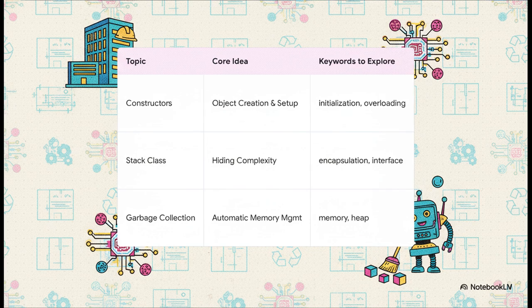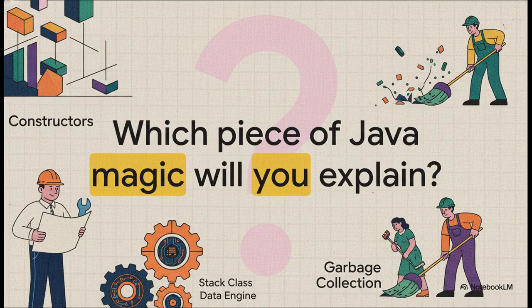If you love the idea of being that architect who blueprints and sets up new objects, then constructors is your topic. If you're more fascinated by the data engine concept, hiding complexity and building powerful tools, then the stack class is definitely for you. And if you're curious about that invisible cleanup crew that makes Java so robust and reliable, then you should totally dive into garbage collection. These keywords here should give you a great starting point for your research too. So that's the big picture. You've got the architect that builds, the engine that runs, and the crew that cleans up. Each one of these is really a kind of hidden magic that makes modern programming work the way it does. The only question left for you is, which piece of magic do you want to pull back the curtain on? Good luck with your choice.